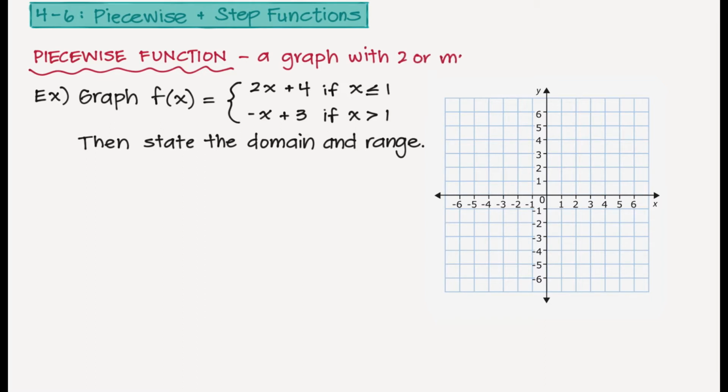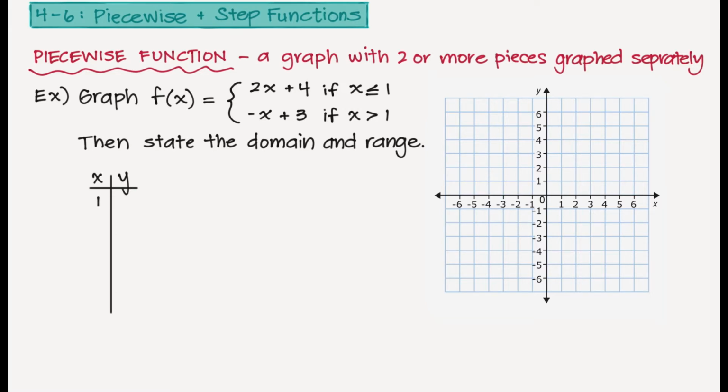So to begin, let's discuss a piecewise function. It's a graph that has two or more pieces that are graphed separately. So here I have the function f of x that is equal to 2x plus 4 if the x values are less than or equal to 1. But then it's also equal to negative x plus 3 if the x values are greater than 1. So we're going to graph those, and then we are going to state the domain and the range.